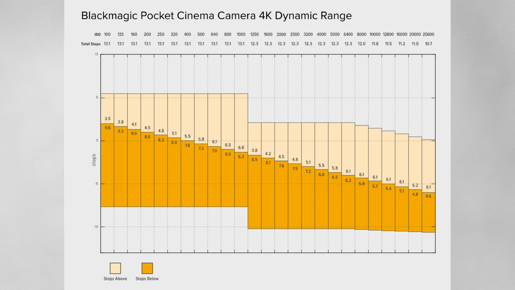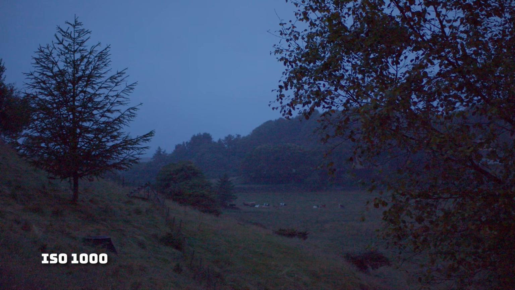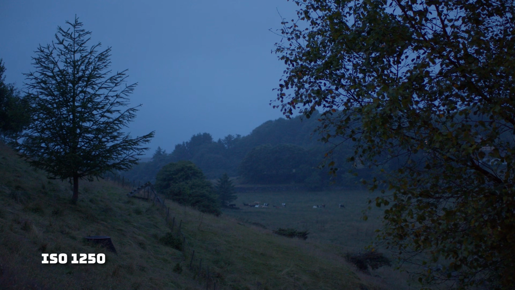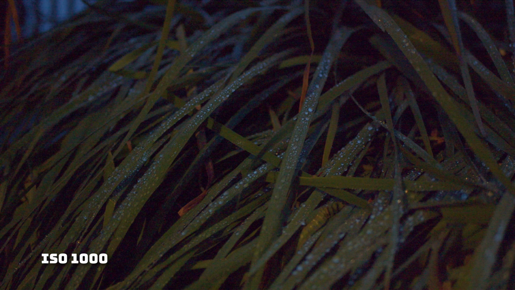The BMPCC 4K has two native ISO values, 400 and 3200. The first gain range covers ISO 100 through 1000. The second range begins at ISO 1250 and continues up to ISO 25600. This means that the higher ISO doesn't simply mean more noise. There is a major hardware change between ISO 1000 and 1250.